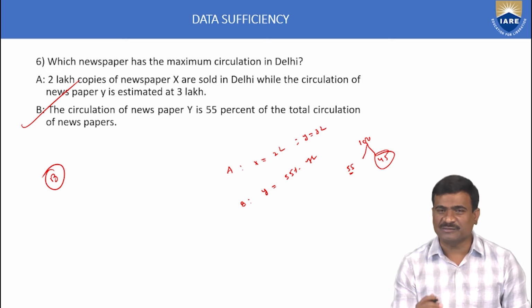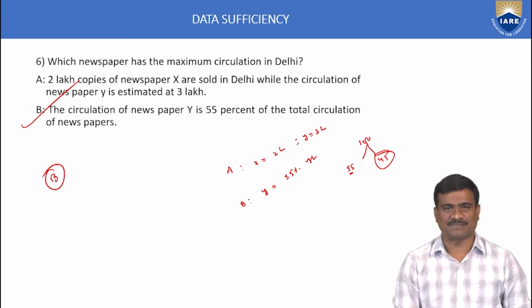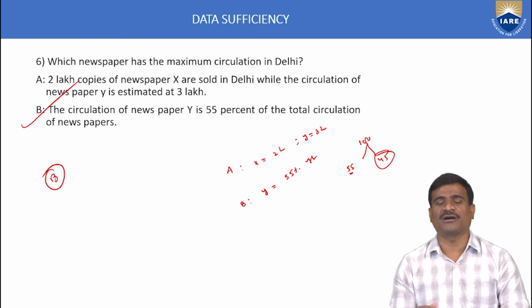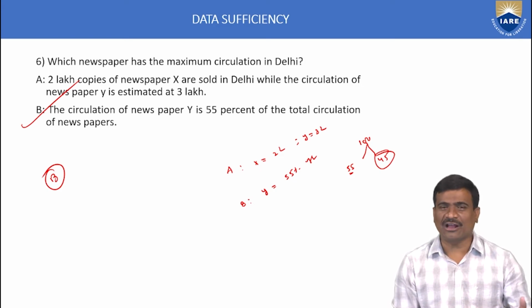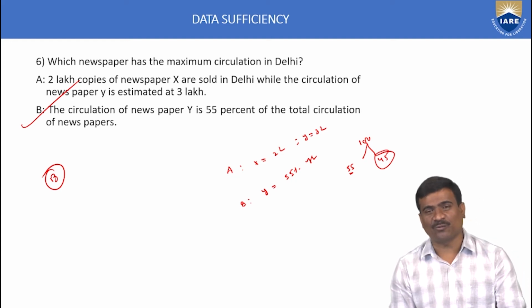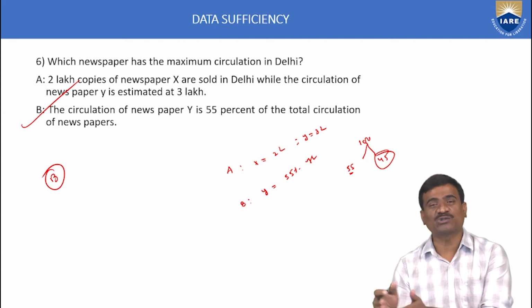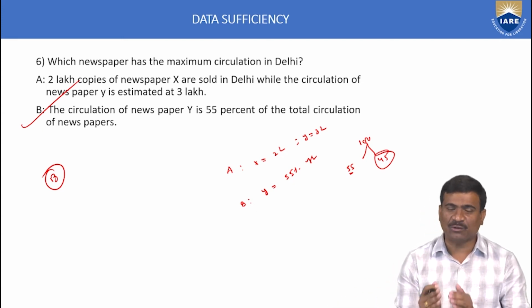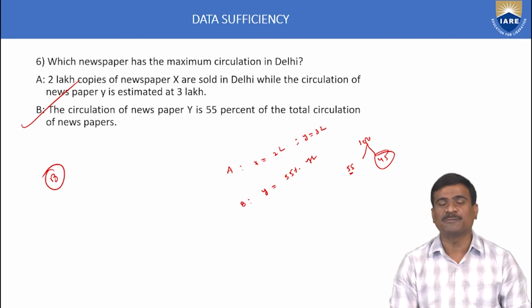This example belongs to the percentage concept. Percentage is nothing but out of 100. Statements A and B are used to find the maximum newspaper in terms of percentage. By using the second statement alone, Y is the maximum out of the remaining papers. This statement is satisfied, so option B only is correct.